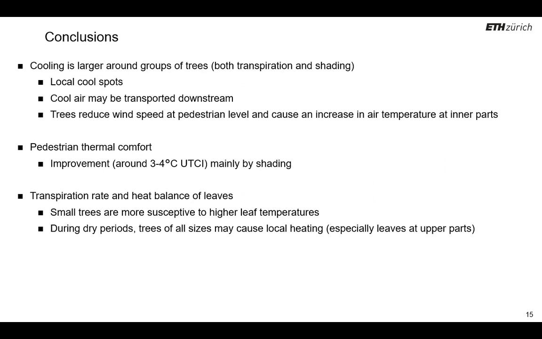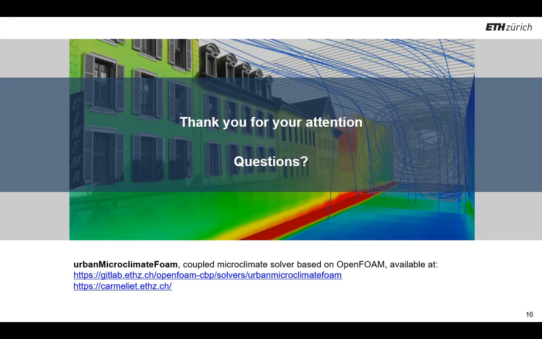And then finally, with the transpiration rate and the heat balance of leaves, small trees are more susceptible to higher leaf temperatures in heat wave periods, and this is probably important for pedestrian comfort, but also for the trees. And tree sizes also change the local heating during hot dry periods. So, thank you for your attention.